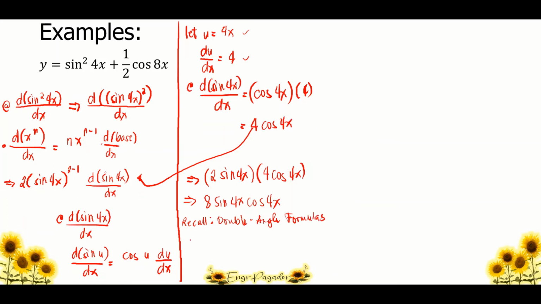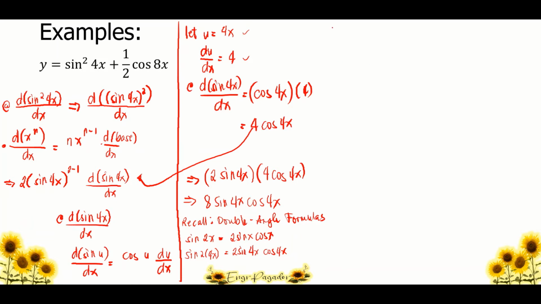So, if we recall the formula or identity of sine 2x, that will be equal to 2 sine x cosine x. For this problem, our x in this answer is 4x. So, let's replace x with 4x. So, sine 2 times 4x is equal to 2 sine 4x, okay? And then cosine 4x. So, from here, we can now simplify it.